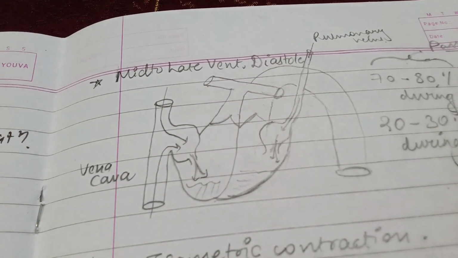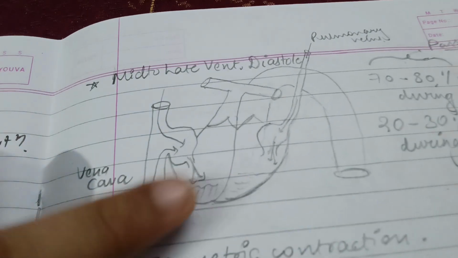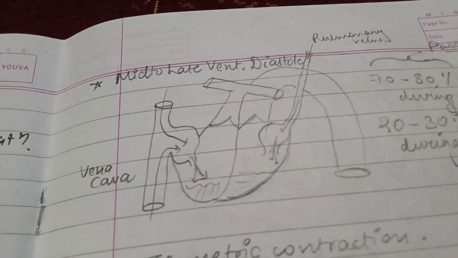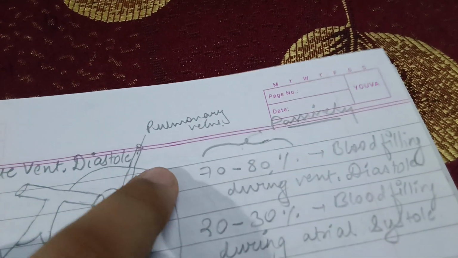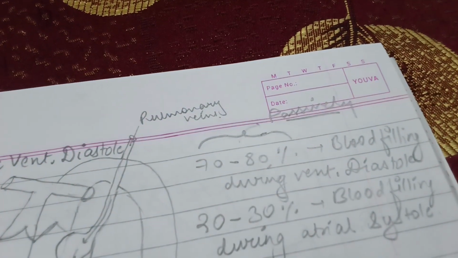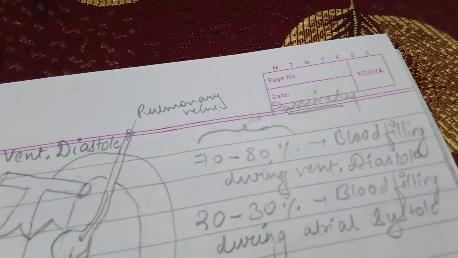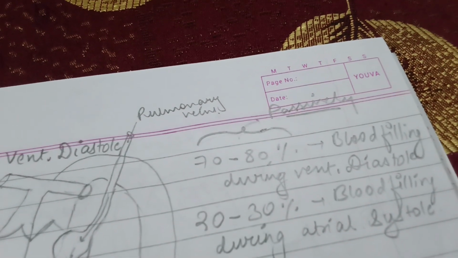Remember my words, whenever artery is not contracting, it is relaxing. So here also it is relaxing, and in this case here also it was relaxing, that's why it is receiving the blood. So 70 to 80%, as you can see here it is written, 70 to 80% blood filling happens due to ventricle diastole, which is during joint diastole, I would say. And 20 to 30% of blood filling happens during arterial systole.